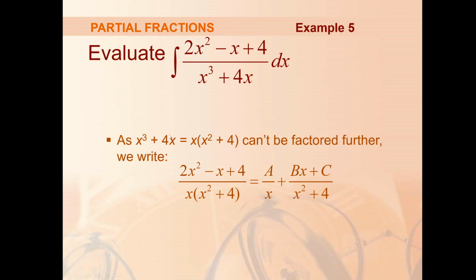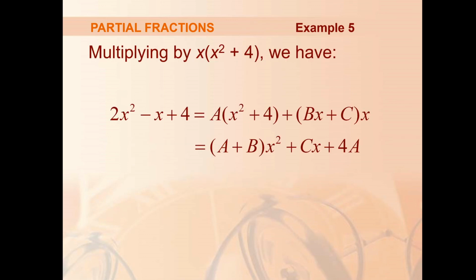x to the power of 3 plus 4x equals x times x squared plus 4, factor it first. And then separating the terms out, we do have decomposing a over x, the linear factor. And then for the quadratic factor, we do have bx plus c over x squared plus 4. Again, multiply the missing element compared to the numerator, so we do have a times the quantity of x squared plus 4 plus the quantity of bx plus c times x. Regroup them, so for the quadratic factor, we do have the coefficient of a plus b times x squared. And then linear term, we do have cx. Constant term, we do have 4a.